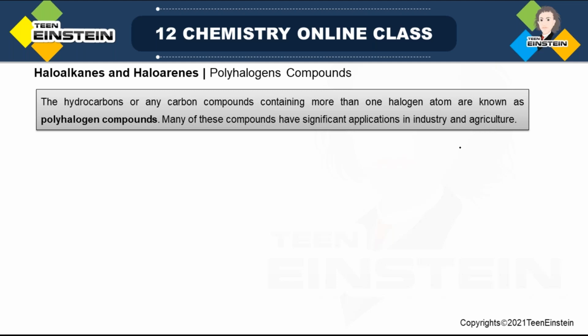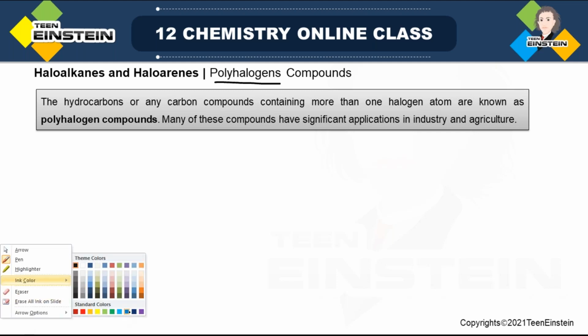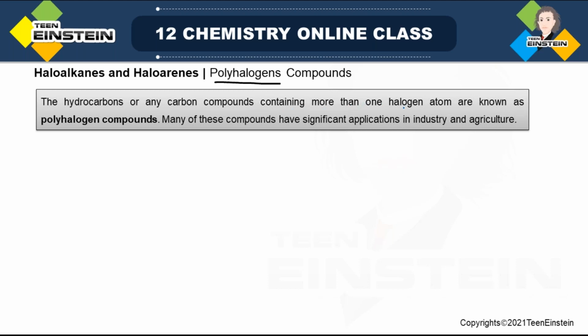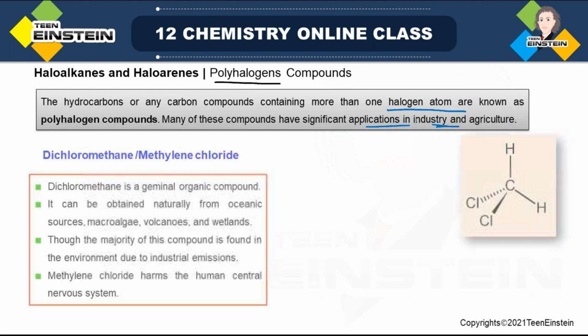So after finishing all the chemical properties of haloarenes, now we have another topic which is polyhalogen compounds. Polyhalogen, as the name suggests, obviously there will be more than one halogen, right? Hydrocarbons or any carbon compounds that contain more than one halogen atom will be called polyhalogen compounds. Many of these compounds have significant application in industry and agriculture, so that is why they are of so much importance. The first structure under polyhalogen compounds that we are going to discuss is this one, CH2Cl2.